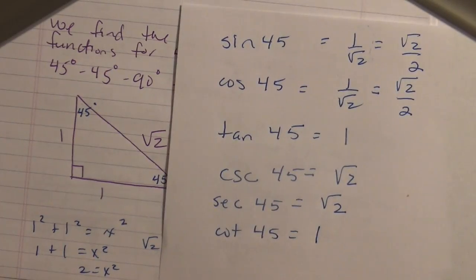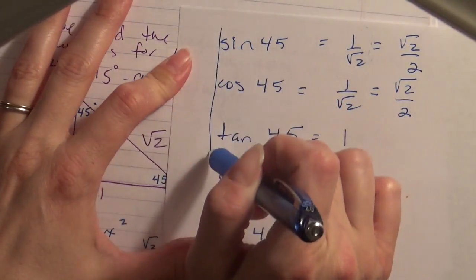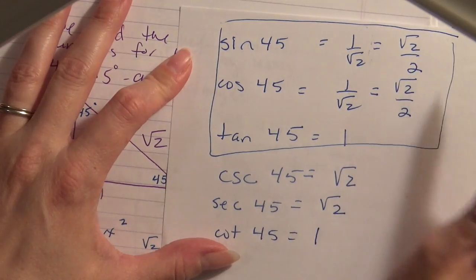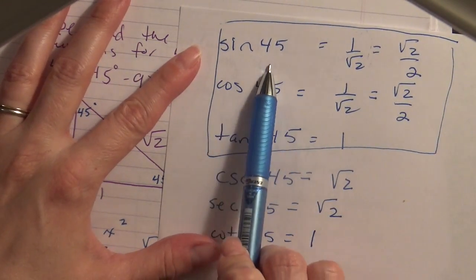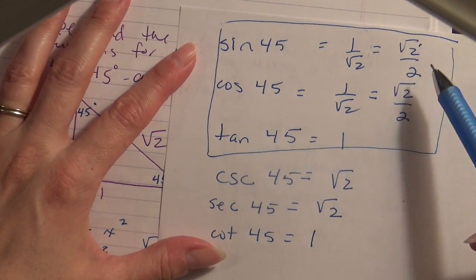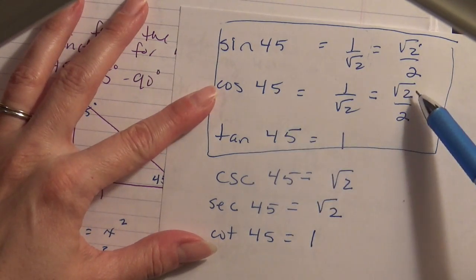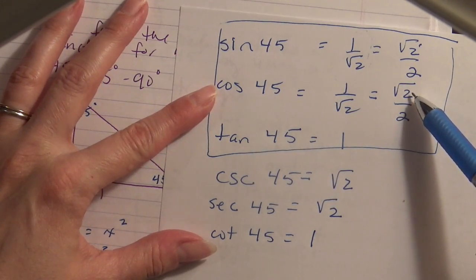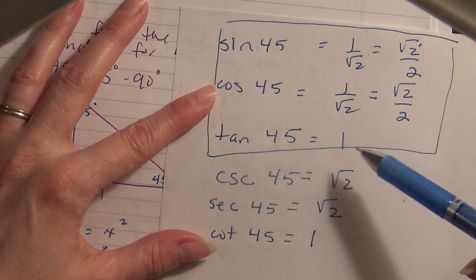Okay? Now, these up here, we're going to have to know these. Sine of 45 will always be square root 2 over 2. Cosine 45 will always be square root 2 over 2. Tan 45 will always be 1.